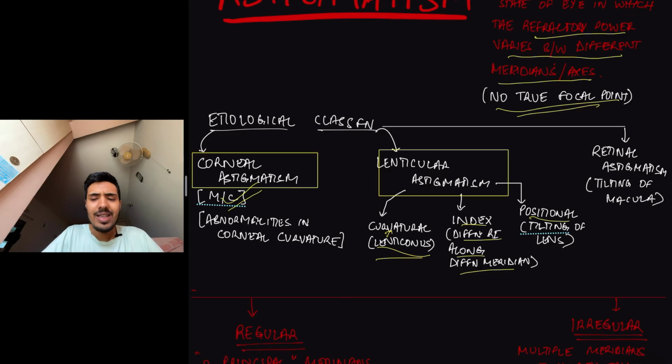Or you can rarely have retinal astigmatism, where the retina itself tilts such that the macula undergoes tilting and the light rays are being focused at different points, so there is no true focal point. But for these, you just remember the names. What's important is corneal astigmatism, where the curvature of the cornea is different along different axes.